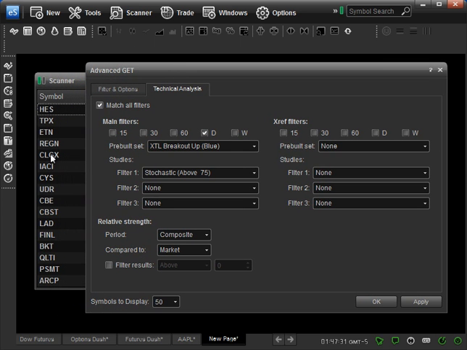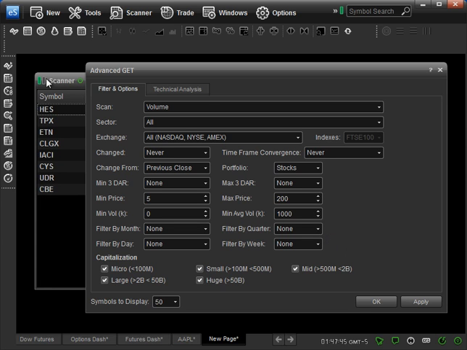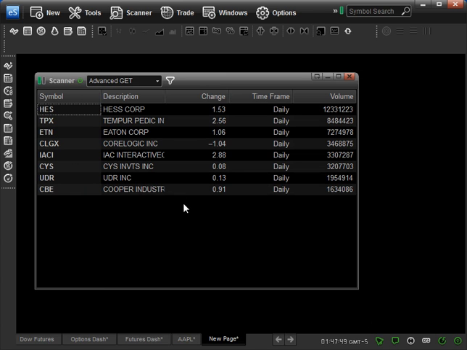We've got quite a few symbols here to go through. I don't want to go through that many. So I'm going to go back to filter, and I'm going to change my minimum average volume to 1 million shares. That means it's got to trade at least 1 million shares a day before I become interested in it. I'll hit apply. All right, that filters it down to only 8 stocks. I can deal with a list of 8 stocks. That's pretty simple. Let's take a look at Hess.